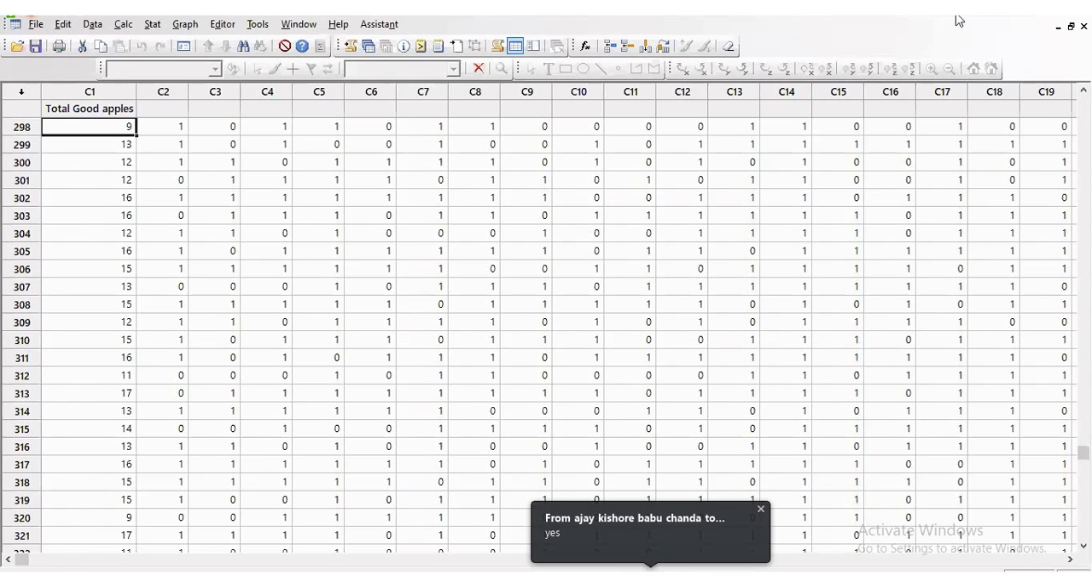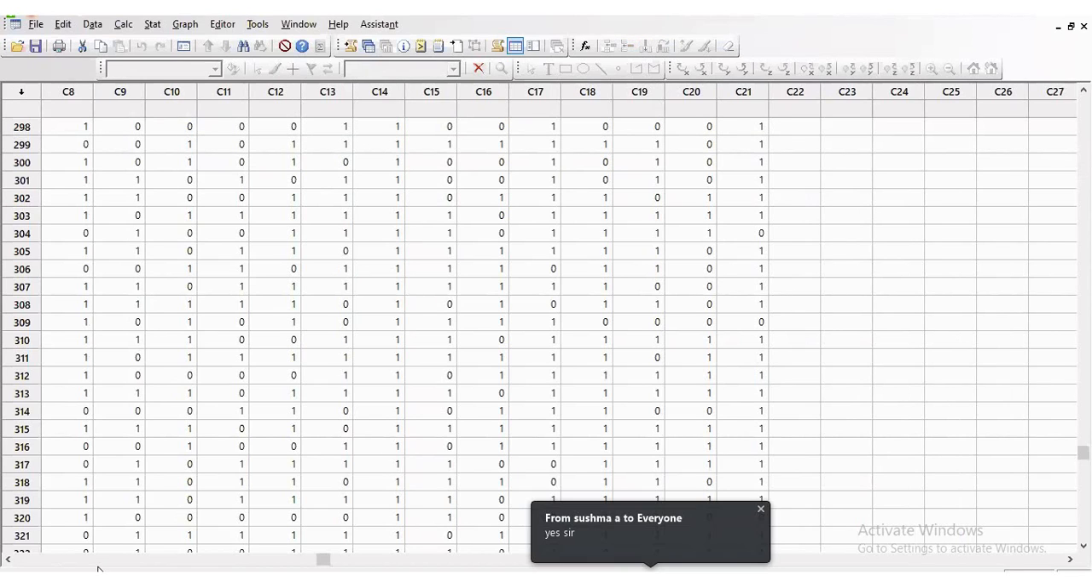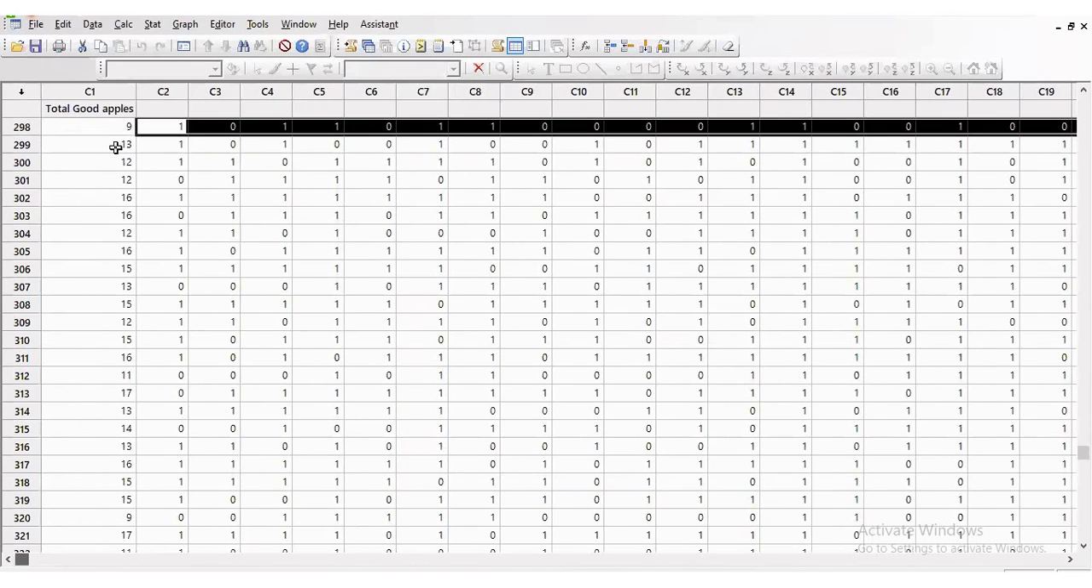So these are total. He is keeping 20 apples every day. Out of the 20 apples, on that particular day, how many good apples? Only 9. Right? So how did this 9 come? Based on the past data.